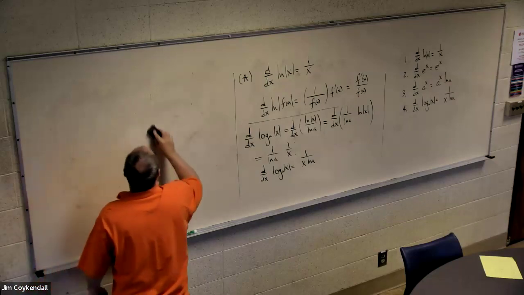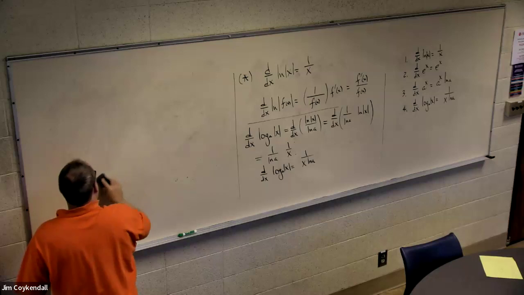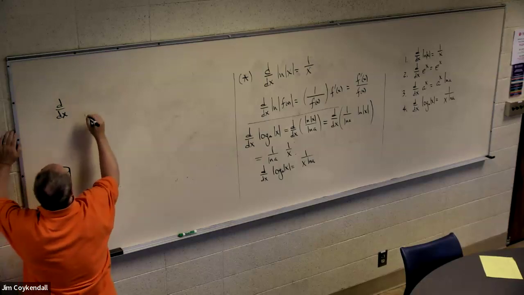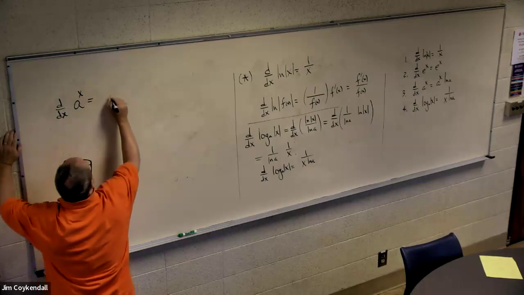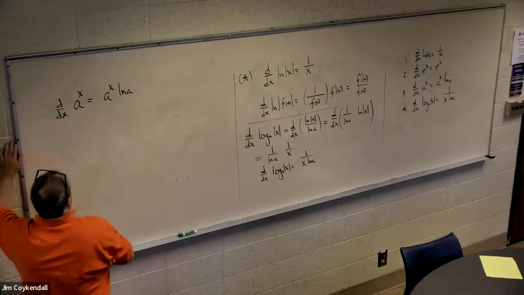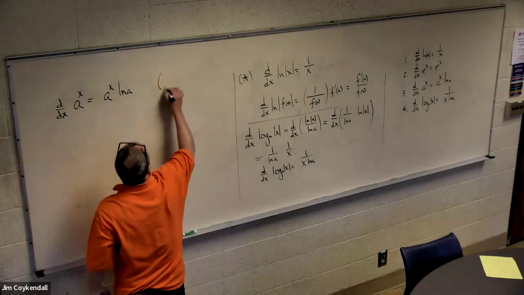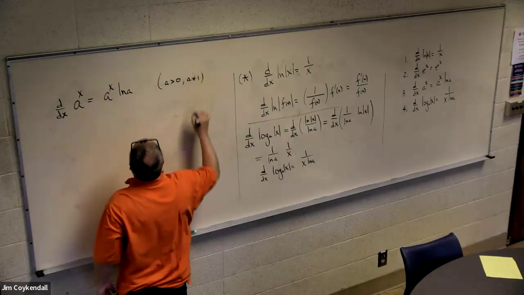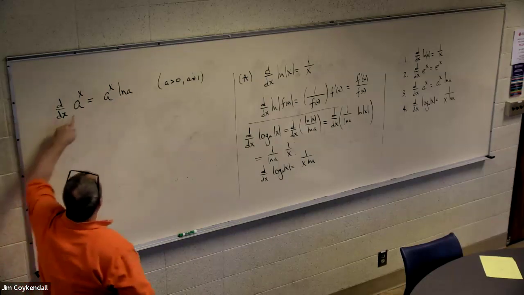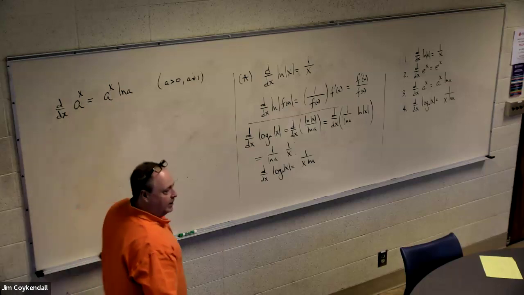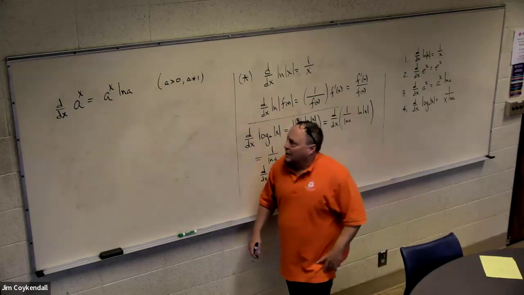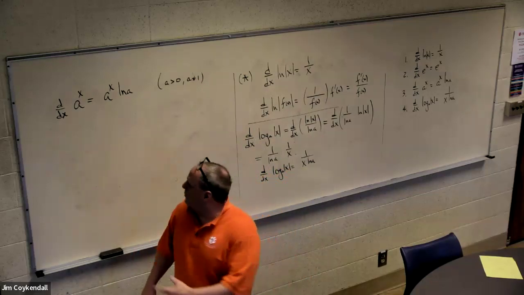Let me show you something new, and this will show you why some people might care about the logarithm. So if you have a constant base, here assuming a is bigger than 0, and not equal to 1, this is the formula. If you have a constant base and a variable exponent, there is what the derivative is. Constant base, variable exponent, there's the formula for the derivative.